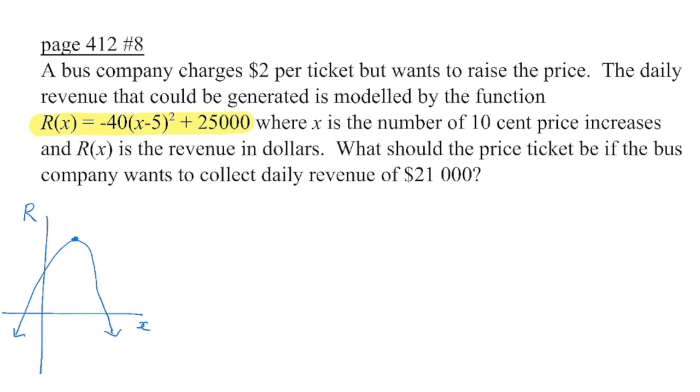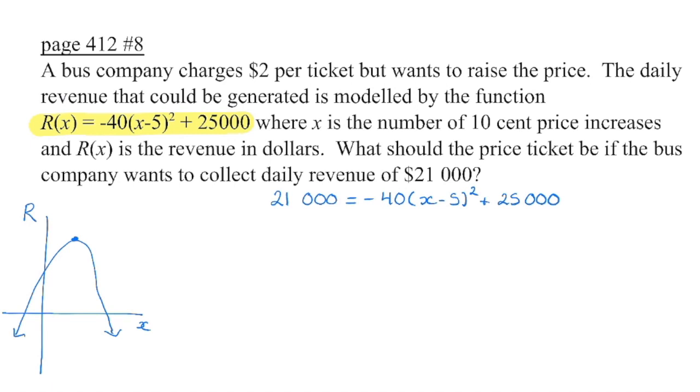Now, I'm going to turn this function into an equation by taking the revenue that we want to generate and substituting it in for the revenue here. So I'm going to put in here 21,000 on the left-hand side, and that's going to equal negative 40 times (x minus 5) squared plus 25,000.